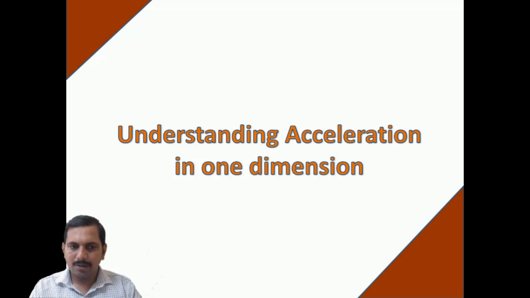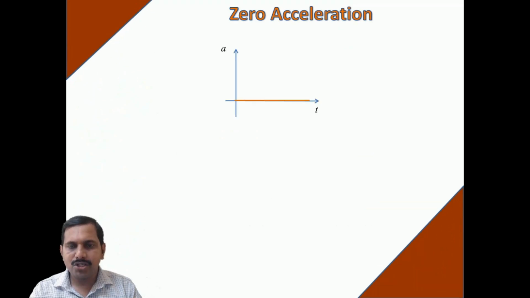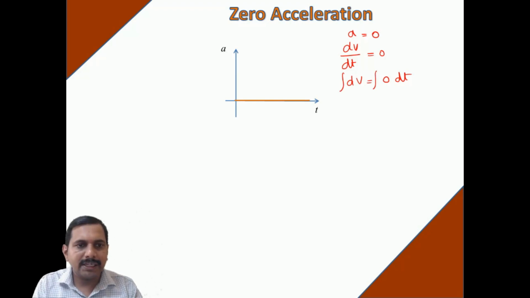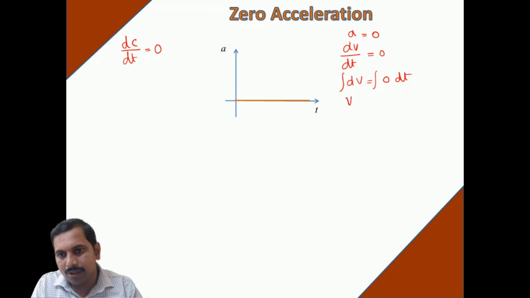Let us now understand more about acceleration in one dimension. Now, when we have zero acceleration, what is acceleration? It is dv by dt, which is 0. Now we can do one thing. We can say dv is equal to 0 into dt. Now let us integrate both sides. We know that the differentiation of a constant with respect to time is equal to 0. That means the reverse should be true, is it not? So velocity should be constant, right?